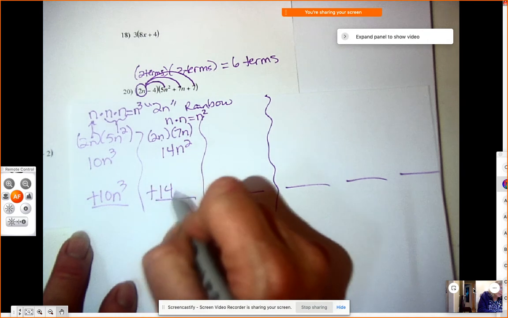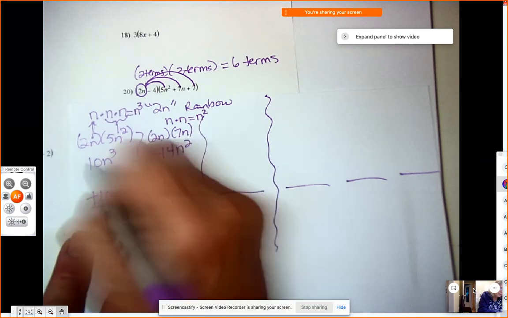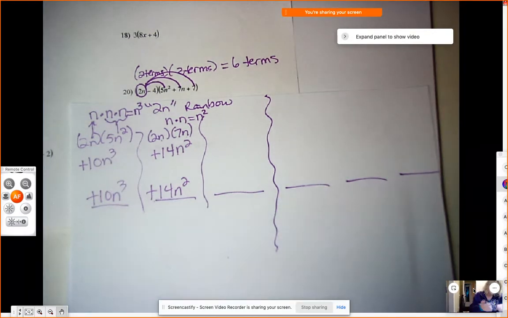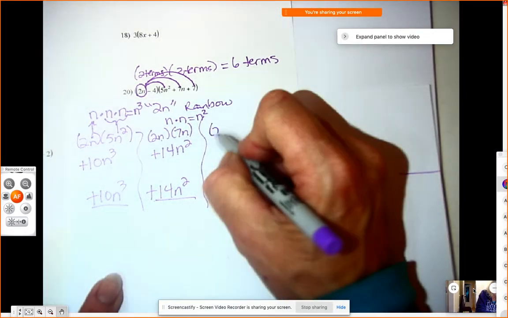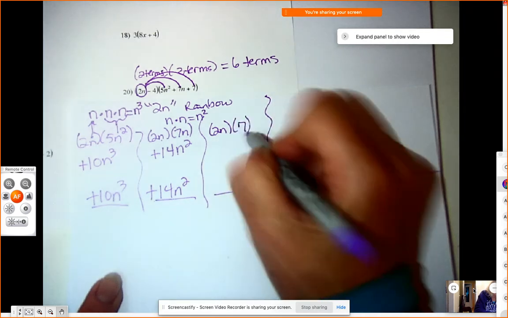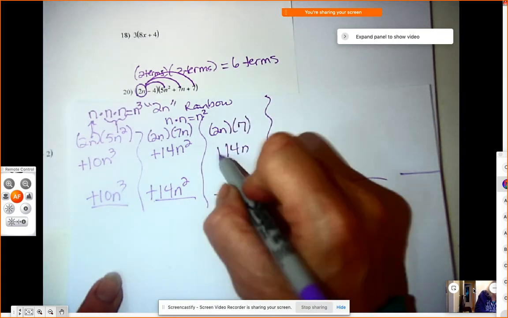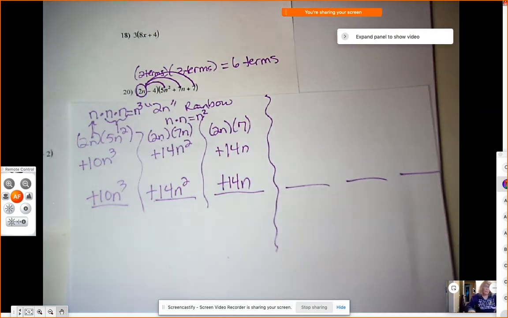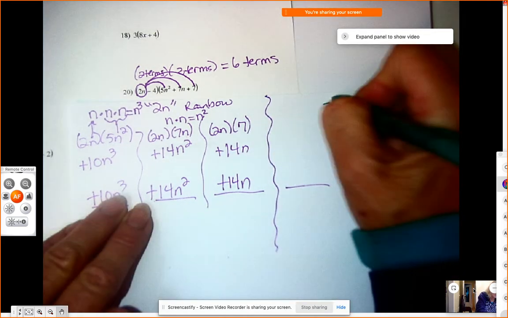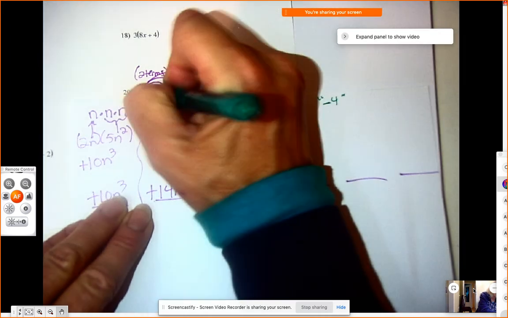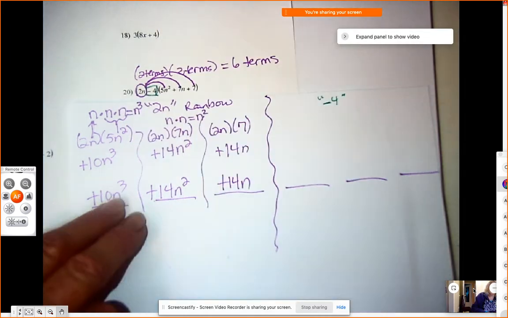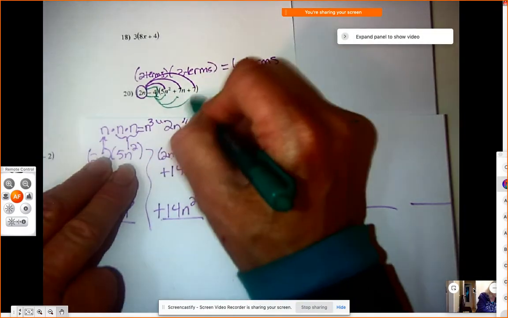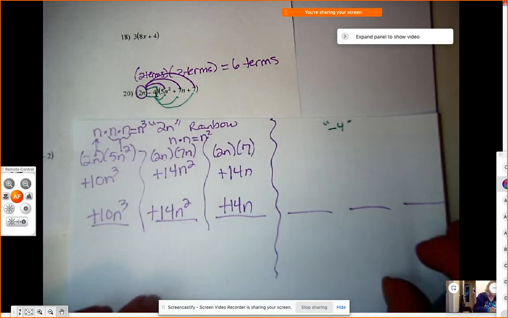Positive 14n squared. You always want to put the pluses or the minuses for right now until we finally do our final combined like terms. All right, now I have 2n times 7. That's going to be 14n, a positive 14n. So now I'm going to the next number in the first parenthesis, which is -4. I've got to distribute out this -4. The way I do it, I literally put my rainbow underneath. So I'm going to rainbow out this -4.